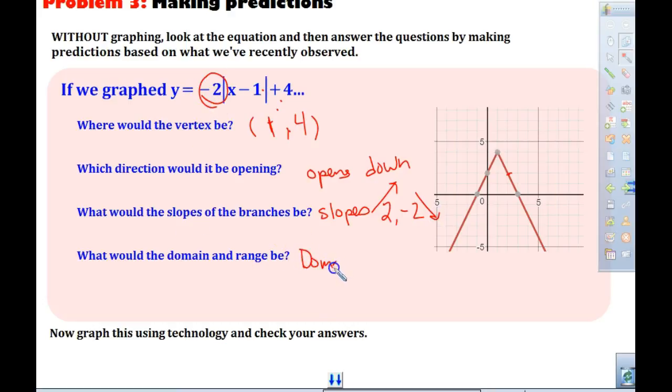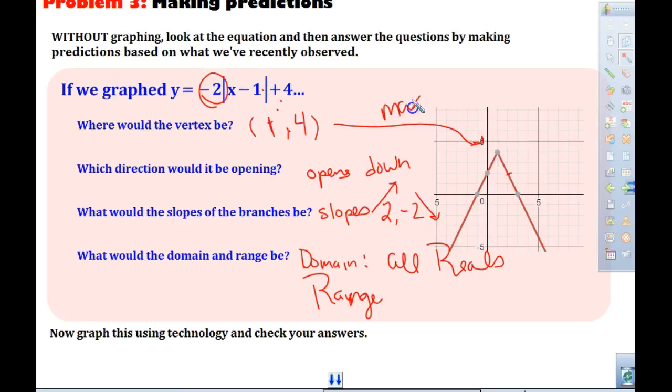Domain. What kind of values can I put in for x? Domain should be all reals. X's are almost always all the values. Whereas when we talk about our range, is this vertex a minimum or a maximum point? It looks like a maximum. It's the top of our graph. A minimum would be a V that opens up. So this one has a maximum, which means my range has to be less than that top Y value. My range has to be where Y is less than or equal to 4.